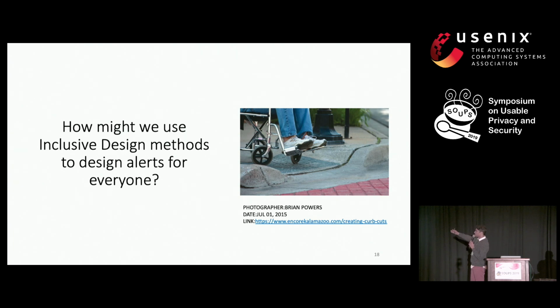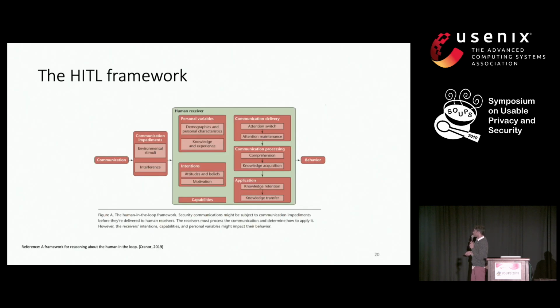And what you can see in this picture here is a curb cut, where originally it was designed for those who are wheelchair bound, but it ended up benefiting the entire society. So this is one of the benefits of inclusive design. So you can see, in the HITL framework, how external factors and the human factors affect how a user would behave when they're exposed to an alert.